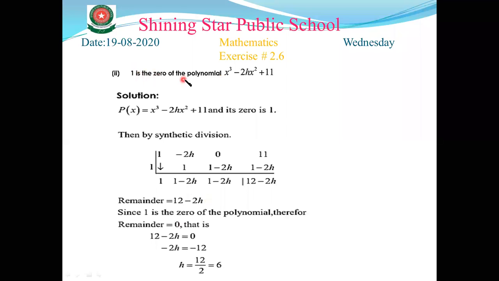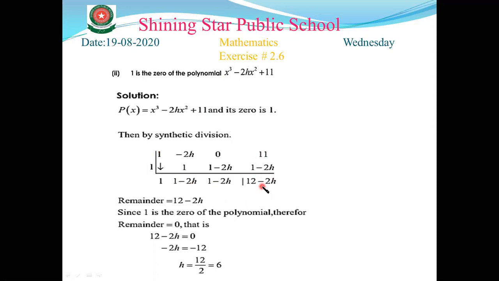Now 1 is the 0 of the polynomial. So again, in this part, the coefficient of x square is 1 minus 2h. Again, we don't have the variable x, so that's why we write 0 here, and the constant is 11. So 1 as it is, 1. 1 multiplied by 1 is 1. If we add them, 1 minus 2h. Multiply by 1, again 1 minus 2h, plus 0. 1 minus 2h multiplied by 1, again 1 minus 2h. Plus 11, 12 minus 2h.